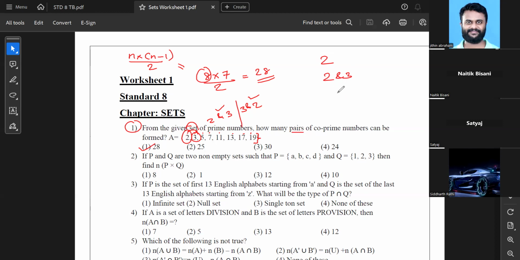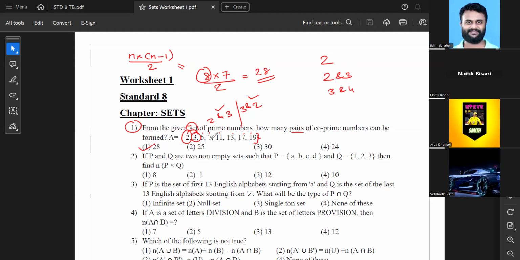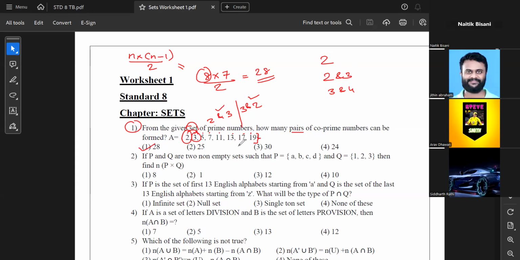Sir, also 3 and 4 are co-prime, but 4 is not a prime number. Correct. 3 and 4 is also co-prime, but 4 is not given over here. Both numbers do not have to be prime for co-prime. That is not compulsory. Co-prime numbers are only those numbers which do not have any common factors. It's not compulsory that both numbers should be prime. There is no such rule. Okay? Yes, sir, got it.